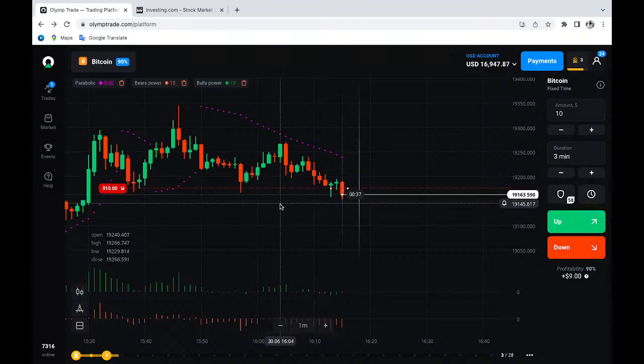And remember, as I explained, bull power and bear power are counter-trend indicators, and parabolic SAR is a trend-following indicator. So here we are using one indicator and two oscillators.